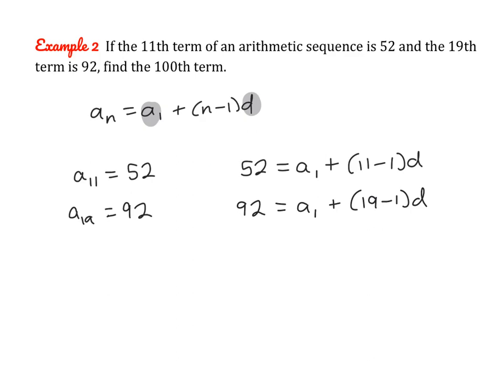So now we have a system of equations that we can solve. I'm going to multiply equation 1 by negative 1. So we have negative 52 equals negative a sub 1 minus 10d. And then we're going to add that to equation 2.